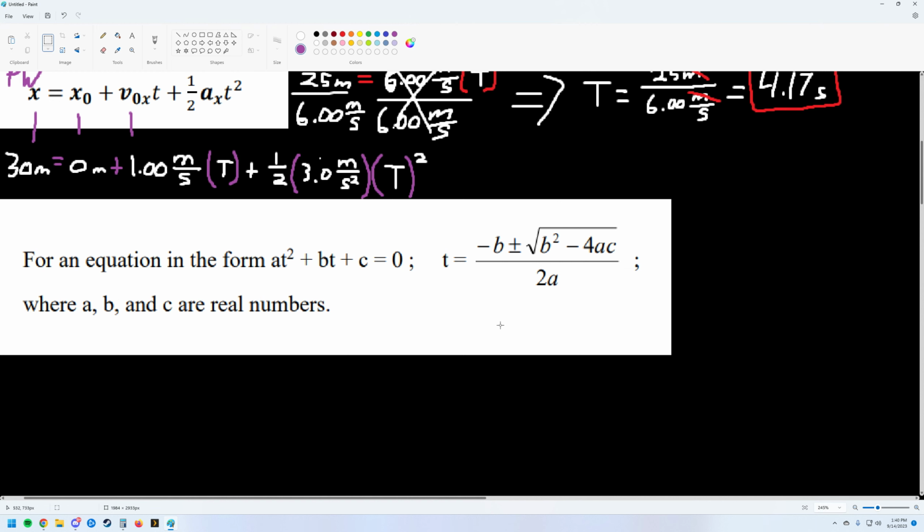Basically, for the quadratic equation to be usable, we need it to first be set to 0. So we've got to get everything on the same side. That means we're going to minus 30 meters from both sides. Basically, instead of 0 meters, you have negative 30 meters.